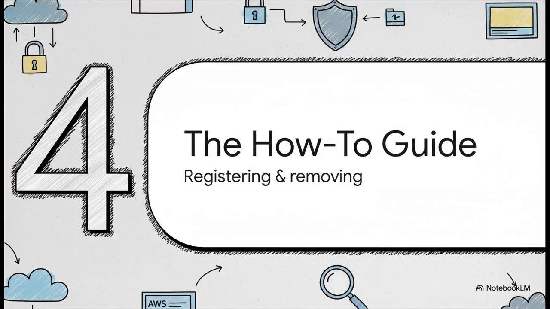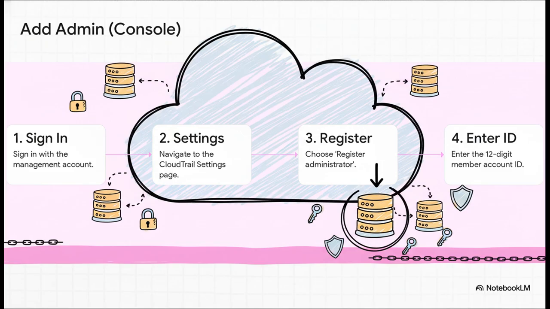Let's get into the how. How do you actually set this thing up? It's actually super straightforward, so let's walk through it. If you're using the AWS console, this is about as easy as it gets. You just sign in with that main management account. You buzz on over to the CloudTrail settings page, hit Register Administrator, and then you just paste in the 12-digit ID of the account you want to give these powers to.